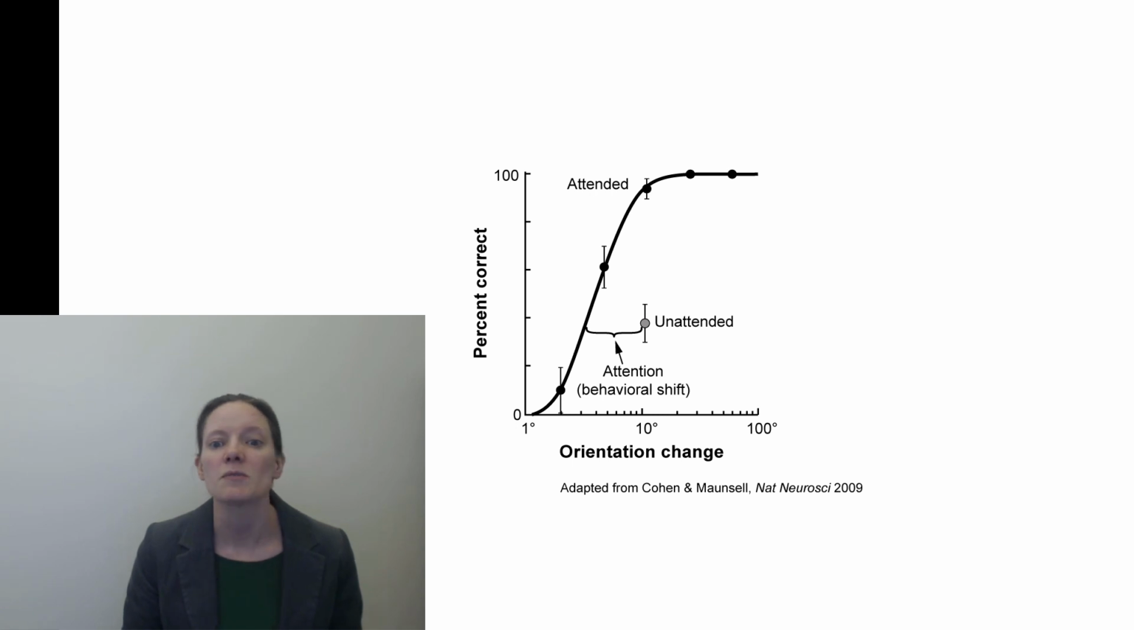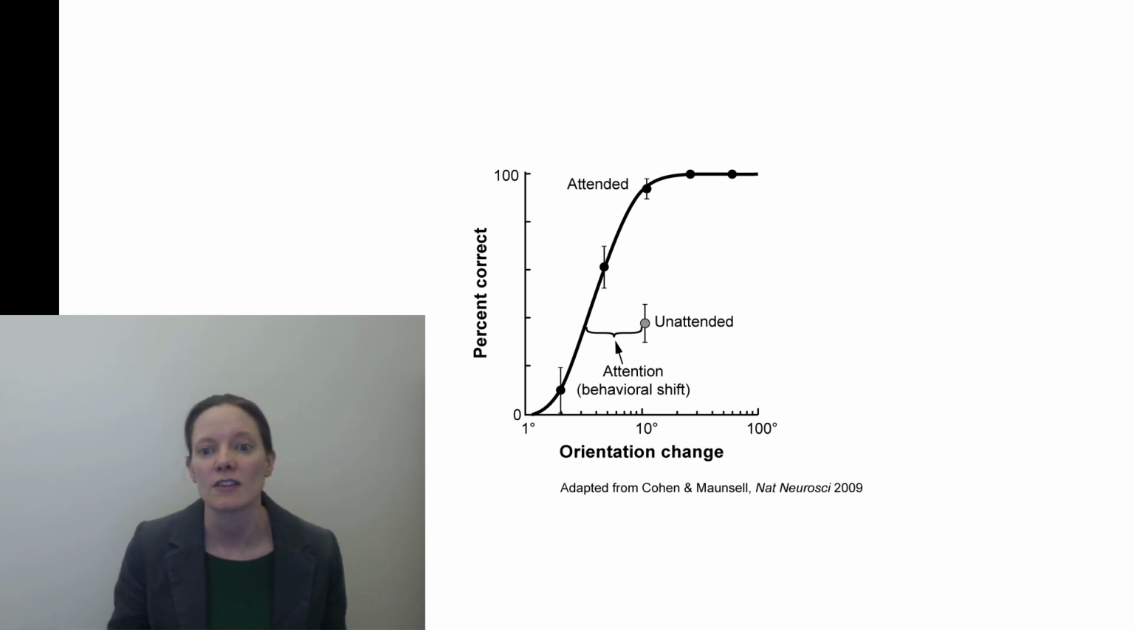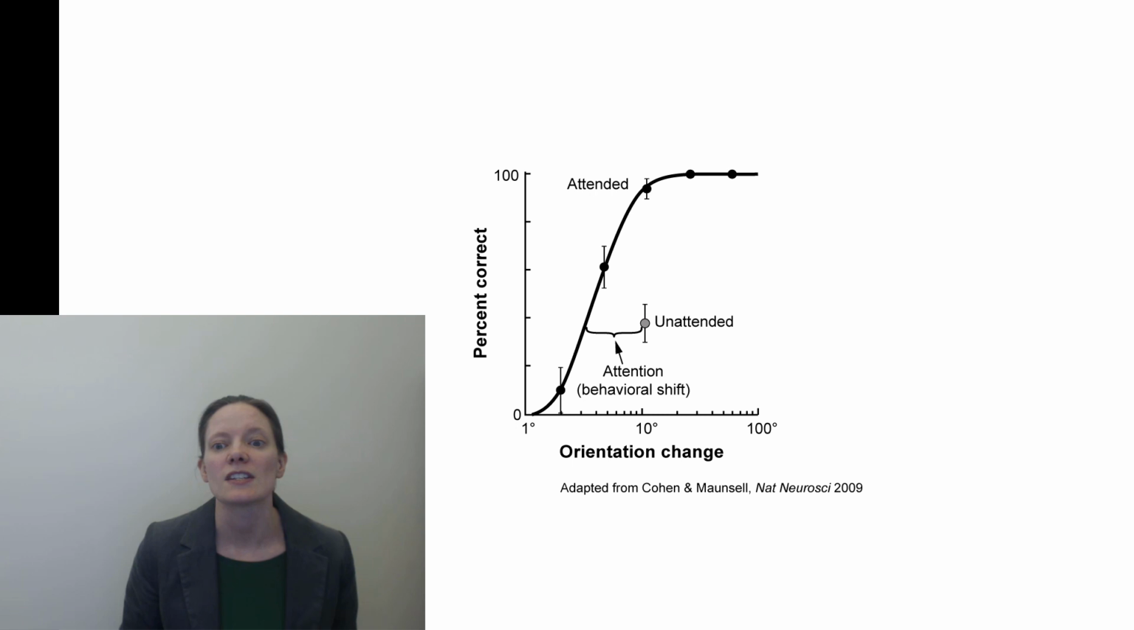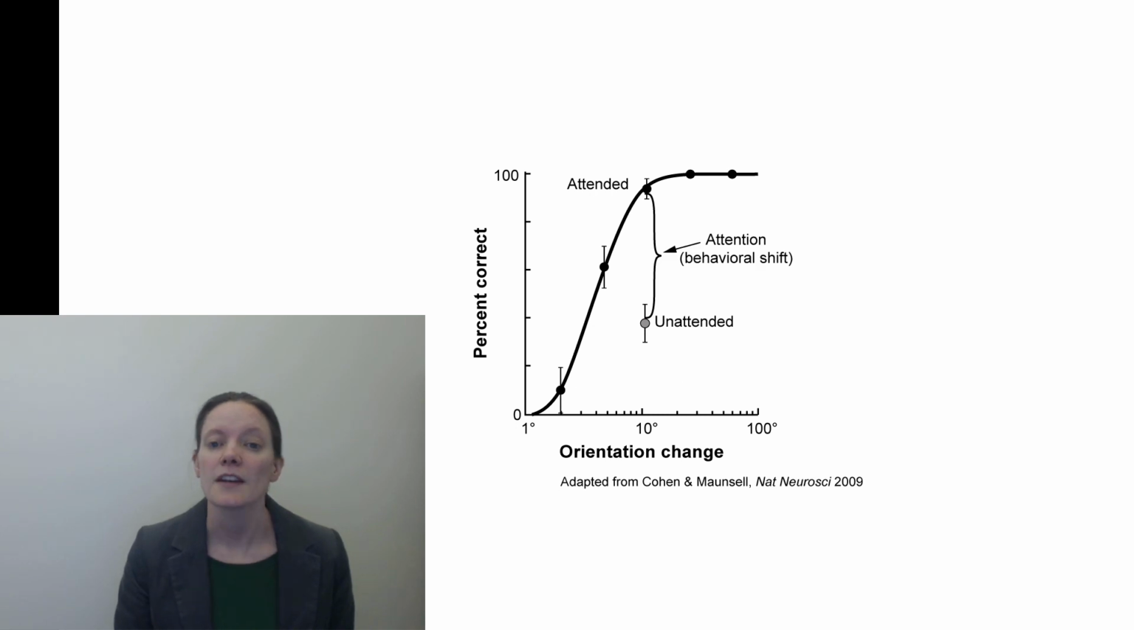Now, we can compare the animal's ability to detect changes for valid versus invalid cues. We can compare what size of change produces the same performance when the stimulus is cued and attended or unattended. In this case, the animal detects the change about 40% of the time for changes of 10 degrees when unattended. But with attention, the animal reaches the same level of performance for a much smaller change, about 2 degrees.